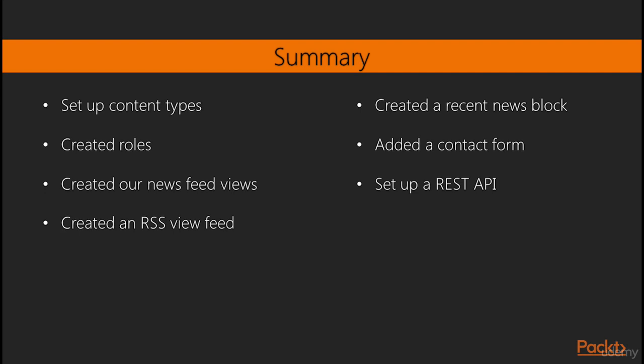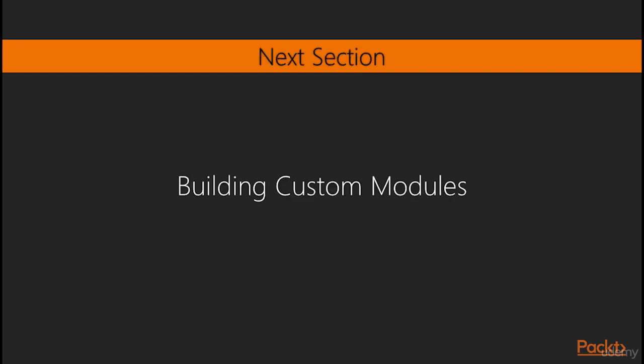So in this section, we set up our content types, we created roles, we created a bunch of different views for our news feed, including the news feed, an RSS feed, and a recent news block. Then we added a contact form to our website so that our users could get a hold of us. And then finally, we set up a REST API. In the next section, we're going to be talking about building custom modules.